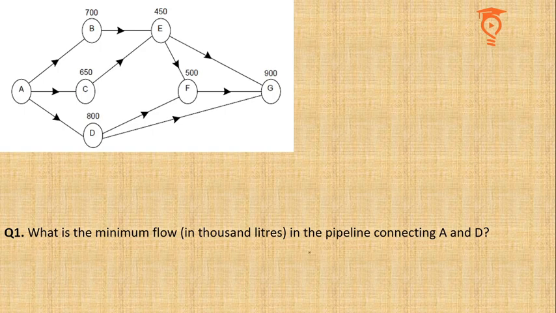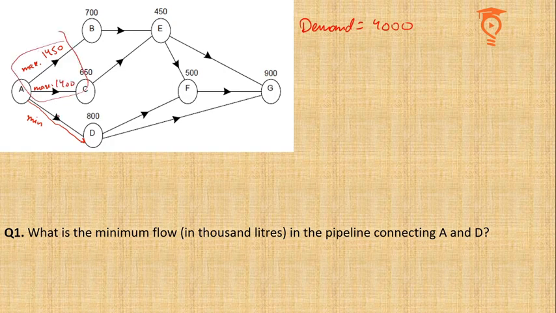What is the minimum flow in the pipeline connecting AD? If you want minimum in this pipe, you want to send maximum in these two pipes. The total demand is constant at 4000. Here, if you remember, the minimum was 750 plus 700, maximum was 1450. Here the maximum is 750 plus 650 is 1400. So 2850 is the maximum that these two pipes can carry. So minimum this has to have 1150, and this is a theta question. So the answer to this question would be 1150 into 1000 liters.